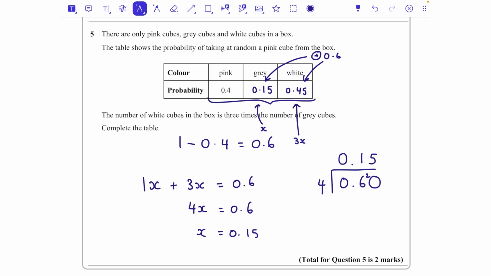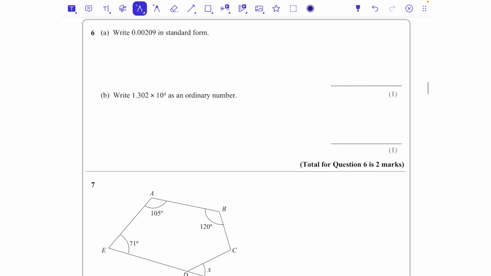That would be correct. Another way of doing it, again, would be to use that ratio. So grey to white, you know it's in the ratio 1 to 3, and you know that all 4 of those have to be worth 0.6, so it's still going to be 0.6 divided by 4, and each of those piles has 0.15 on it, and that's how you get your answer that way. So you can use ratio or you can use algebra, it's completely up to you. 2 marks there.